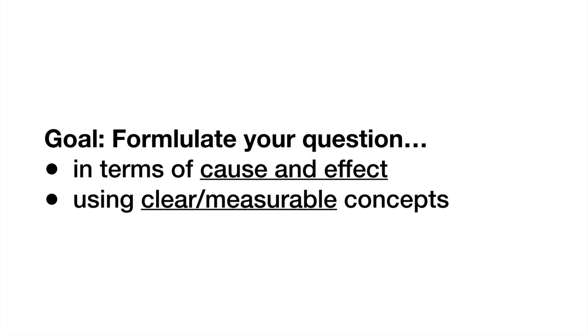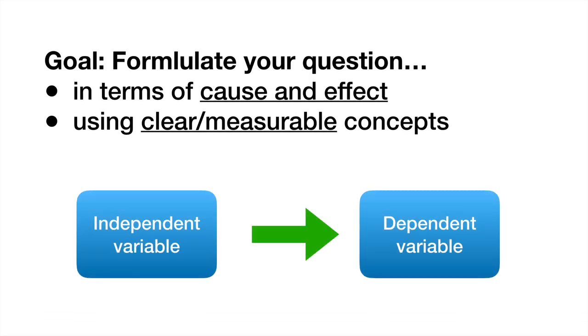And specifically, what we want to achieve is to formulate your research question in terms of one variable influencing another variable. And in this general template, the first variable is always called the independent variable, and the second variable is always called the dependent variable. Because the first variable is the variable that isn't influenced by anything in our research question, and the second variable is the variable that is dependent on the independent variable.